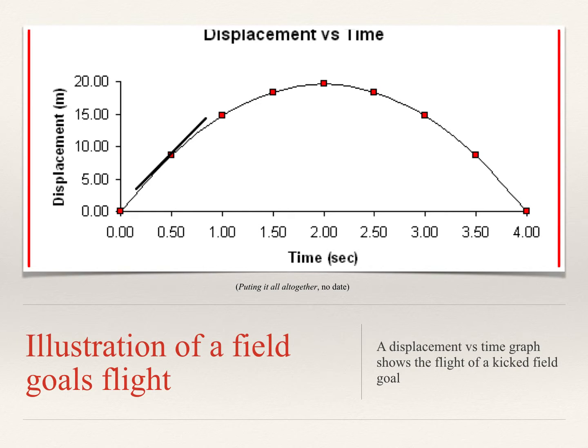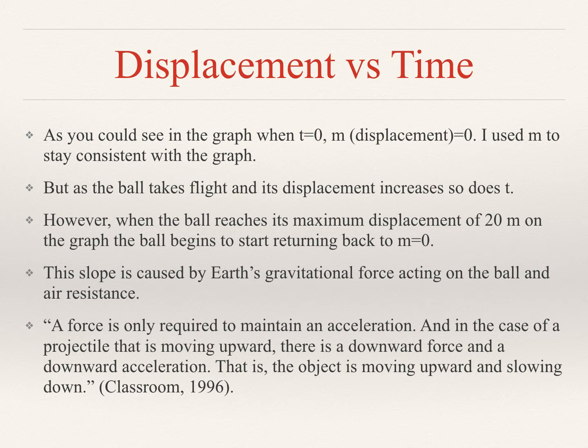Now, a displacement versus time graph is a good illustration of a field goal's flight. The displacement time graph shows this flight. As the displacement goes up, the time increases, but as the displacement goes down, the time gets bigger as well. So as you can see in the graph, when t equals 0, displacement equals 0. I used m to stay consistent with the graph in meters. But as the ball takes flight and its displacement increases, so does t. However, when the ball reaches its maximum displacement of 20 meters on the graph, the ball begins to start returning back to m equals 0, but as the time increases as well.